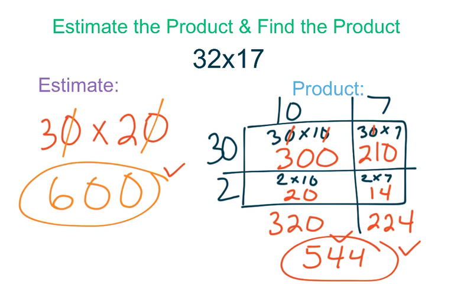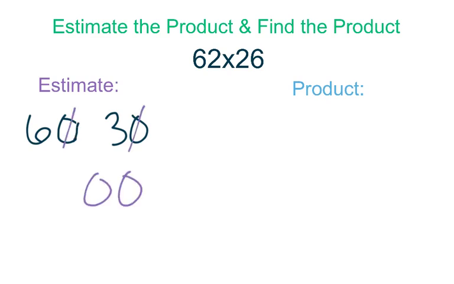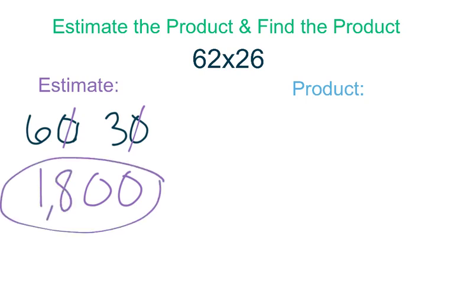Okay, I want you to do the same thing for this next problem. 62 times 26. Go ahead and multiply, find an estimate first. So you're going to round and estimate first. If we were to round this, 62 would round to 60 and 26 would round up to 30. So we'd be multiplying 60 times 30 to get our estimate. We'd cross those two zeros out, bring them down. 3 times 6 is 18. So my estimate would be 1,800.